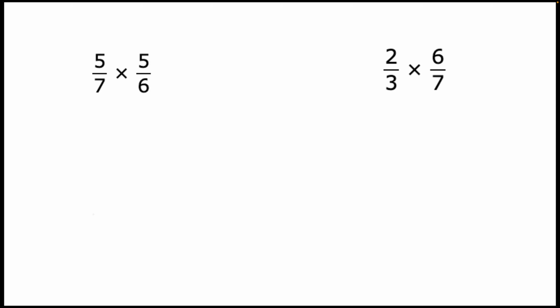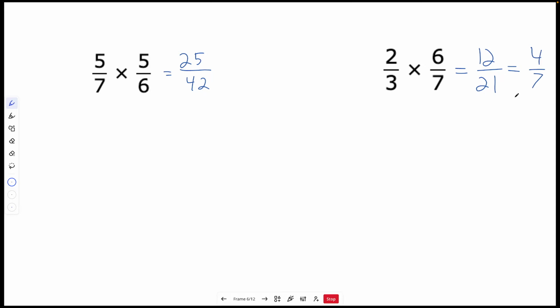Okay, now that you've had time to work these problems, let's check your solutions. Okay, for the first problem, you should have gotten 25/42. And for the second problem, you should have gotten 12/21. Side note here, if you've already learned how to reduce fractions, this can be reduced by 3. So you could get 4/7. Either answer will work.